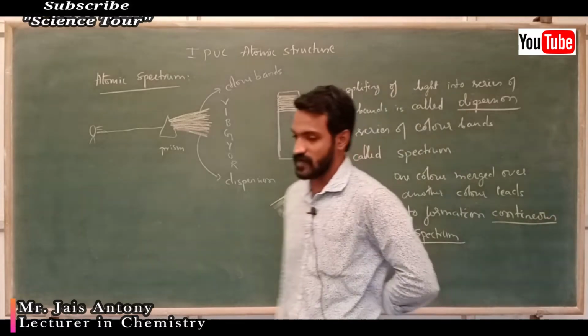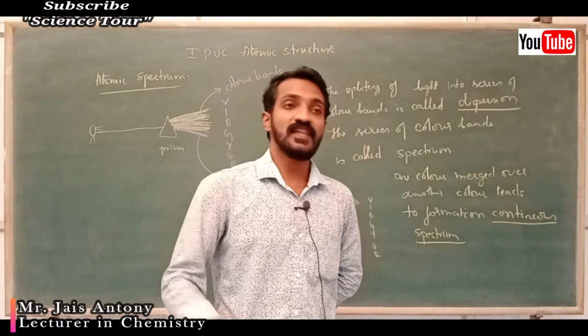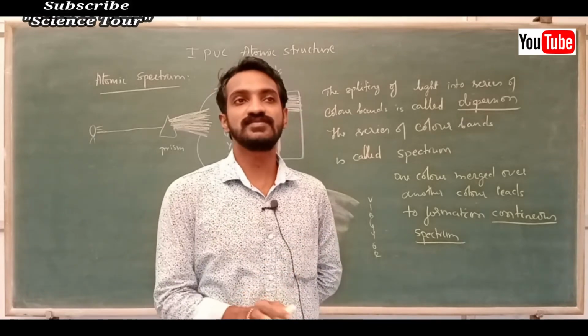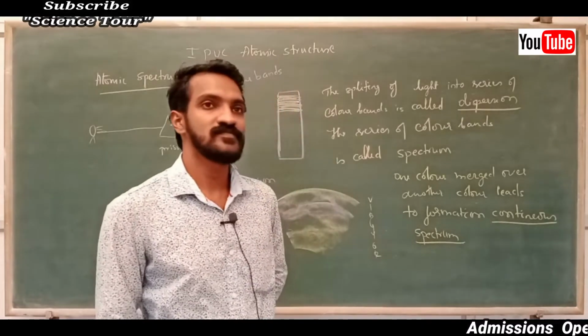What is a continuous spectrum? In color bands, when one color merges over another color and there is no gap between colors, it is called a continuous spectrum.